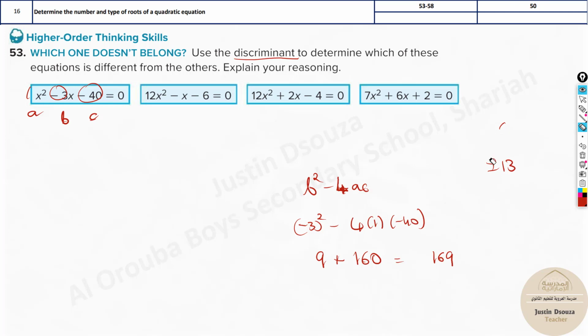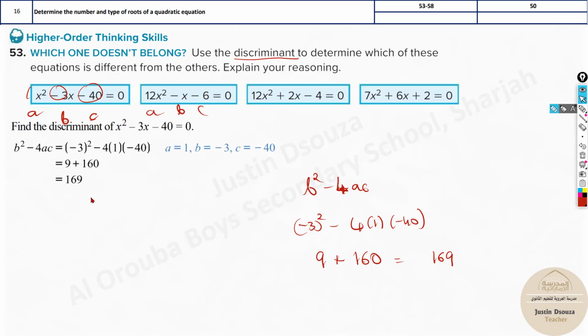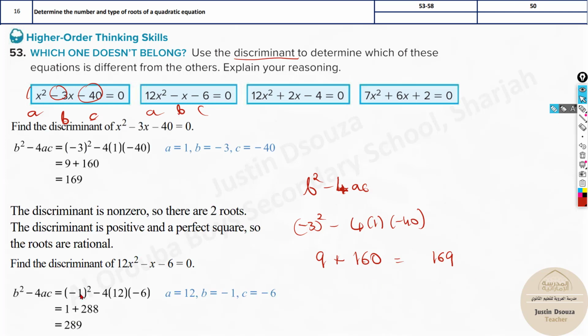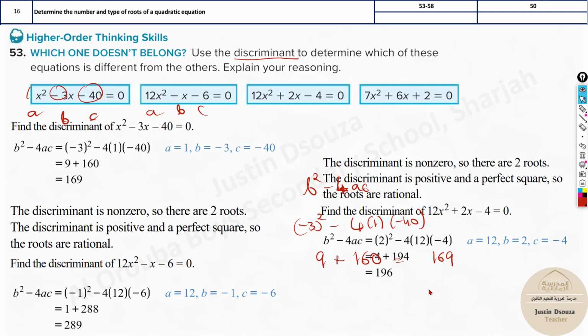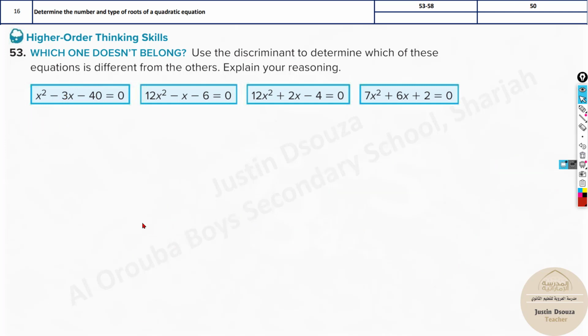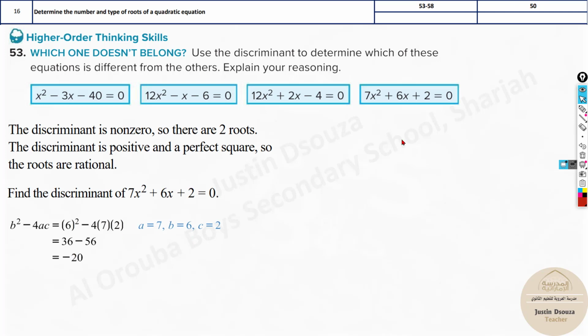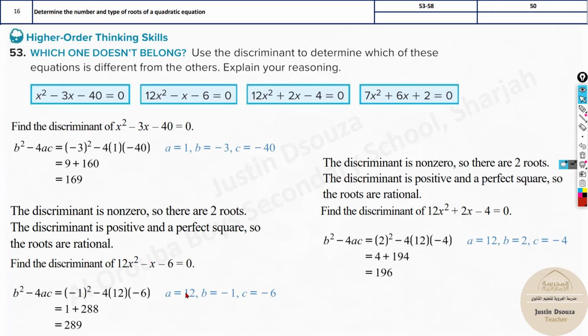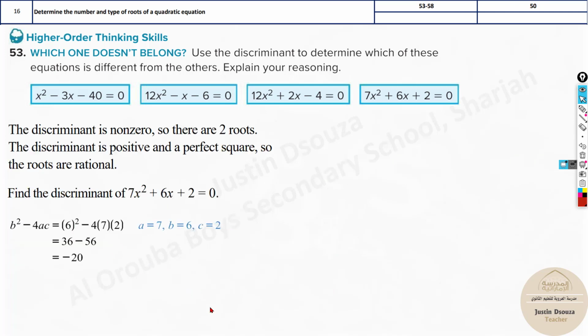In the same way you need to find the others by the formula, using a, b, c, and find out what the answers are. We will just look into the answers now, and I will tell you the other part about the discriminant in a while. This is 169, this is 289, another answer was 196, and the last answer we got is minus 20. Three of them have positive values and one has a negative value.